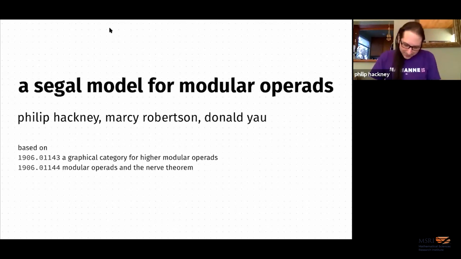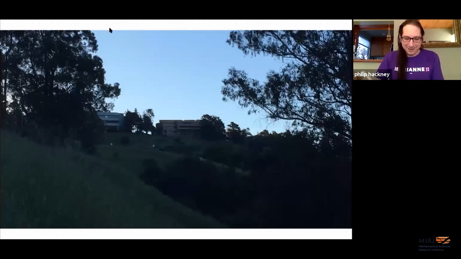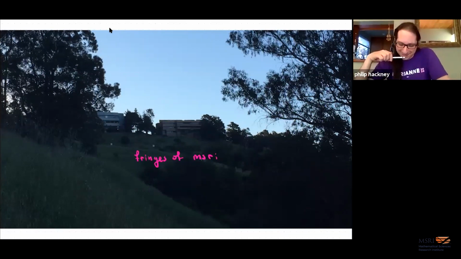Okay, so here we are at the fringes of MSRI. This picture is from this morning. It's the first time I've actually seen this view, although apparently David has seen it before. He knows the spot, he told me.